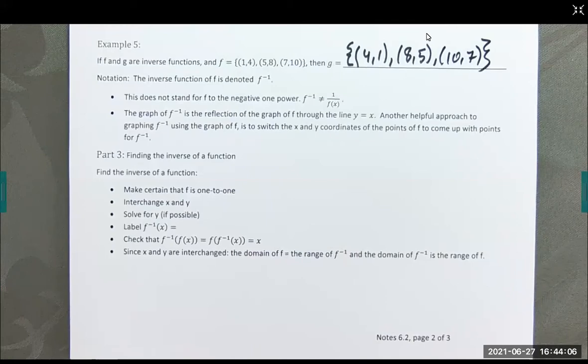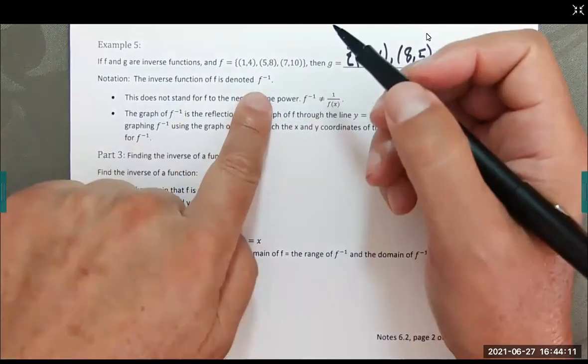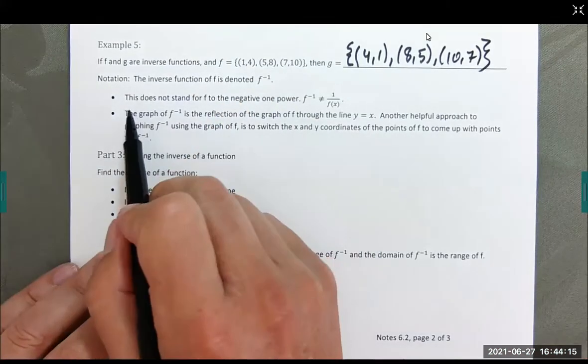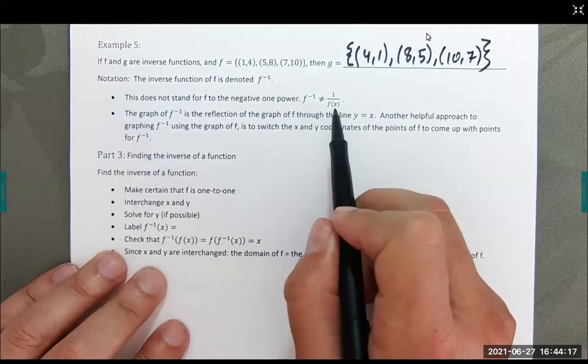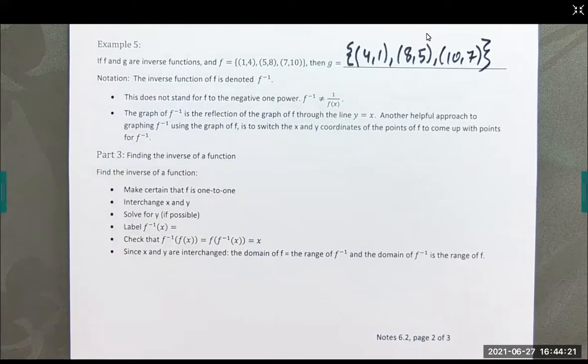All right, notation. So here's the notation that we use for inverse function. It looks like f to the negative first power. That is not what that means. In fact, I make a big deal about that here. This does not mean this. These two literally mean that they are inverses of one another. They are opposites of one another.